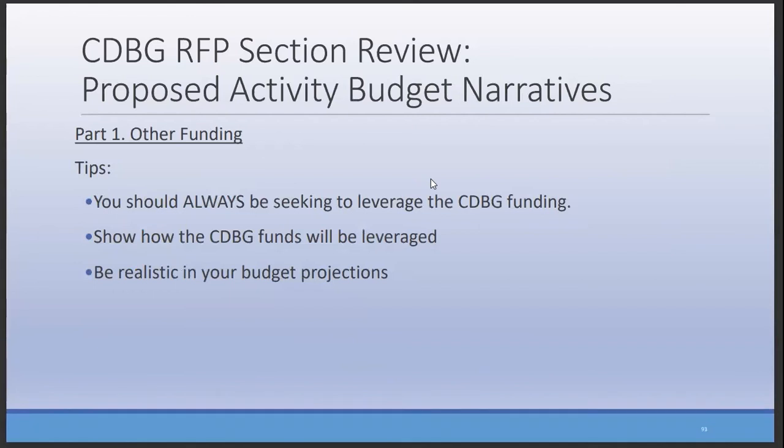The proposed activity budget narratives pertain to all applicants, not just construction. In this section, you will disclose your other funding sources. You should always be seeking to leverage CDBG funding, as CDBG funding is not meant to be your sole source. Show us how the CDBG funds will be leveraged. In the narrative, explain which leveraged funds are anticipated and/or secured. Be realistic in your budget projections and include in your budget your leveraged sources.